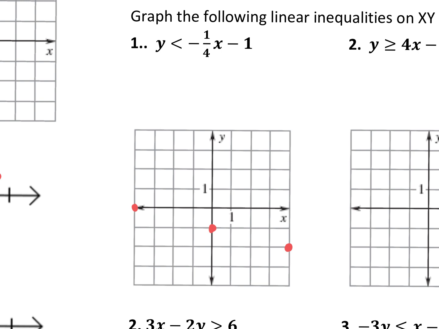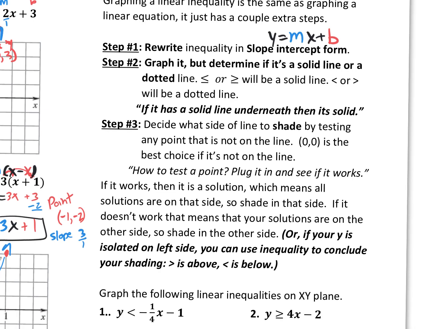So I need to put a dotted line right here. So everybody go ahead and do a dotted line right here. Like just put some dots between those dots. Put some arrows. Now, we need to shade. Okay? That's the next step up here.